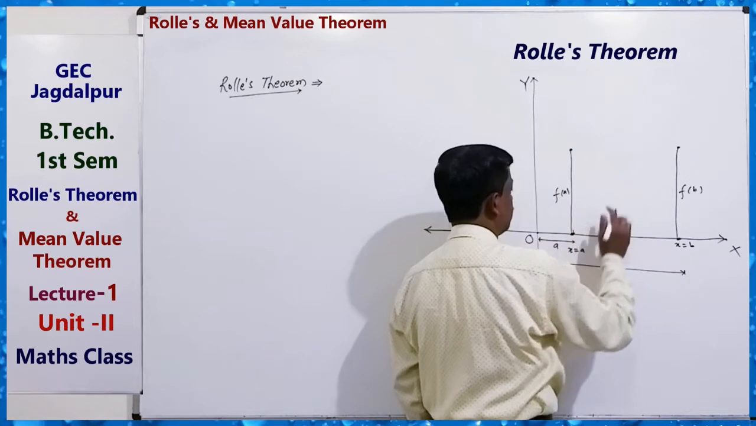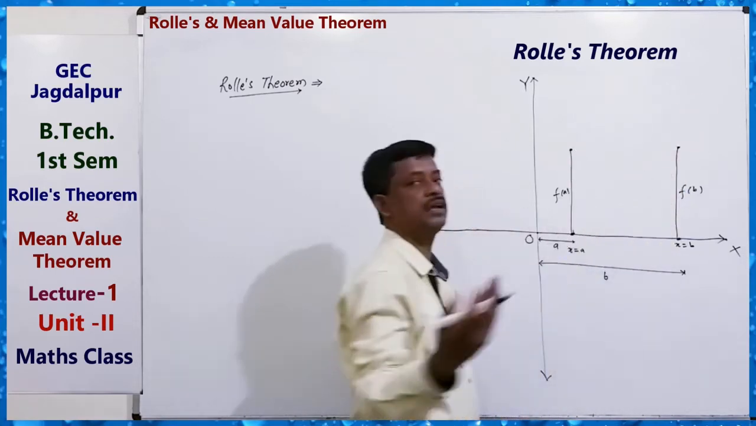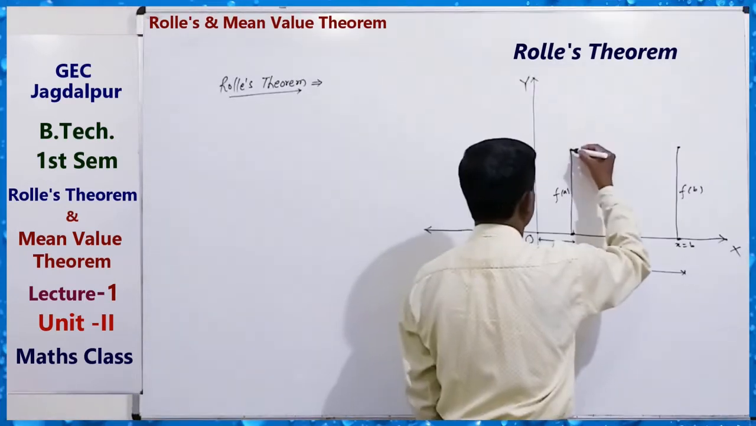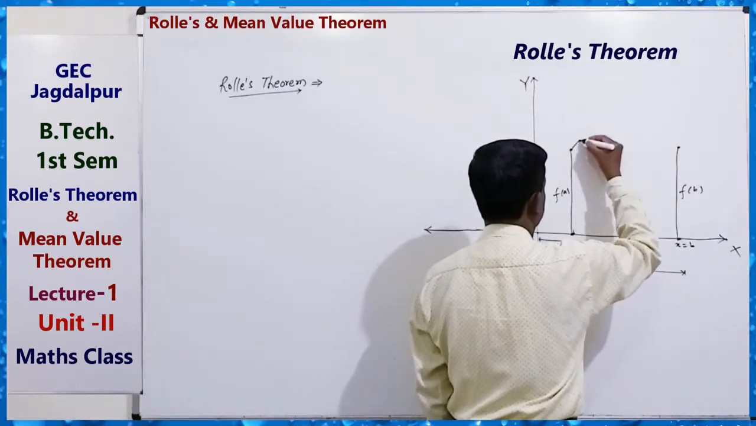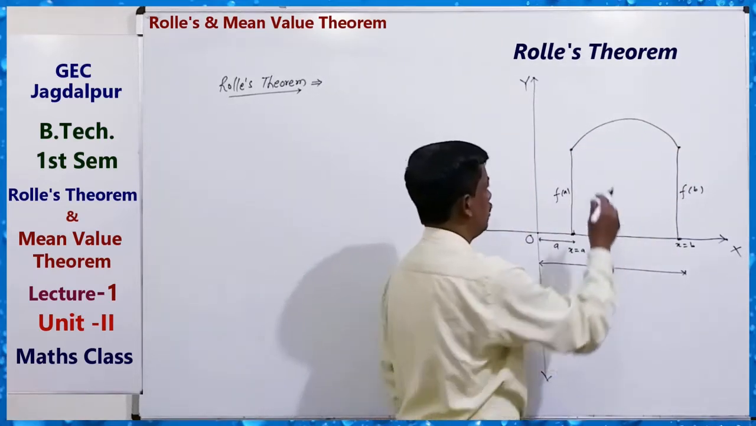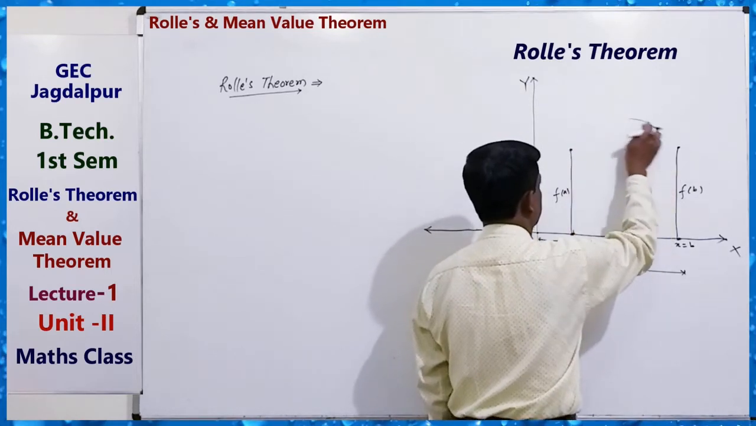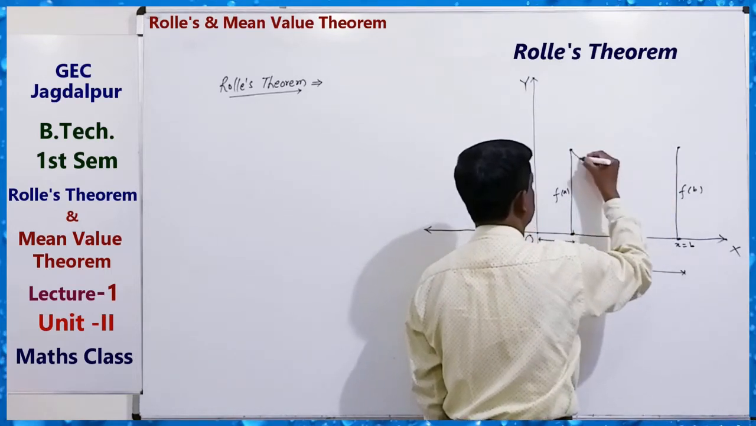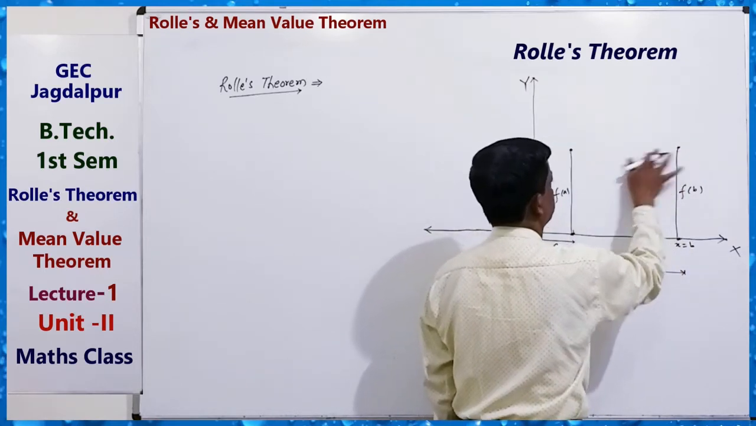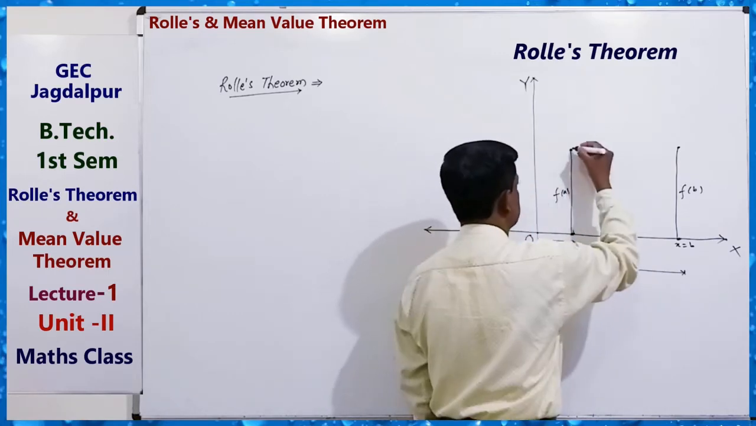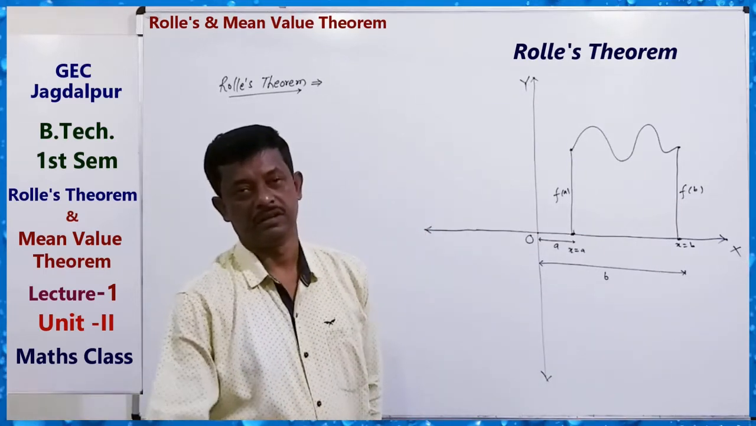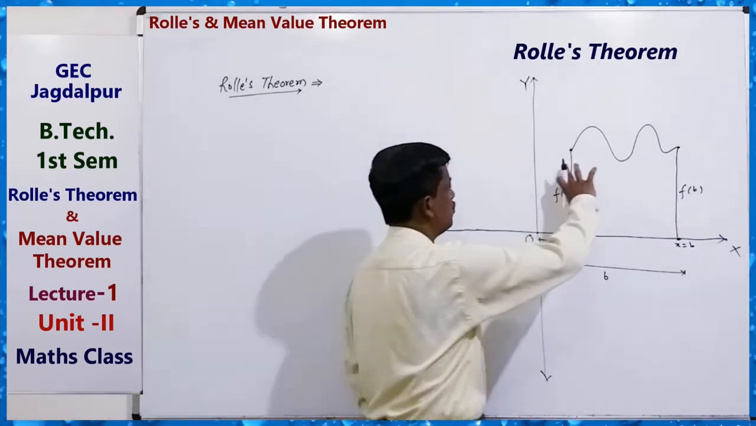So the curve is continuous. So the curve can be drawn just in between, either in this form, maybe, or also maybe this form, or also maybe any type of curve, but continuous, just like this, maybe this type of curve, because these two values are same.